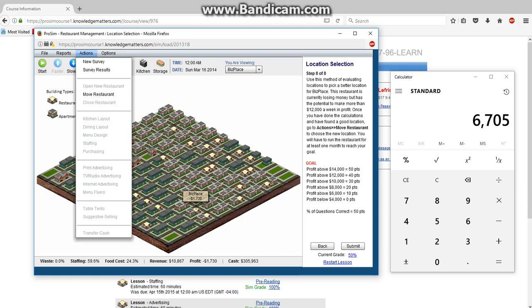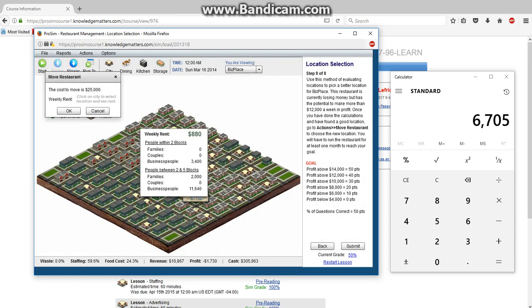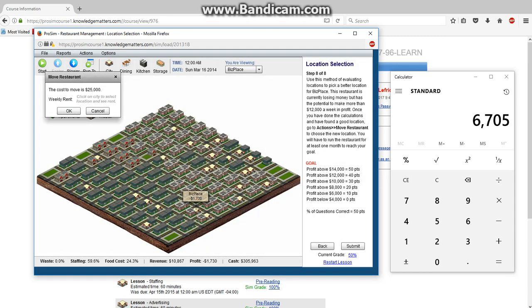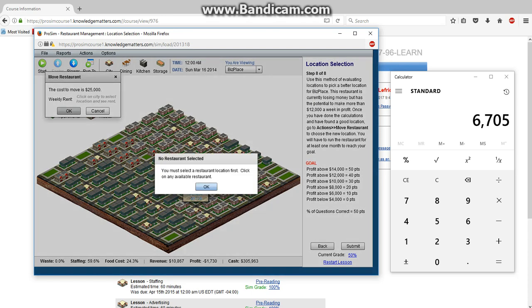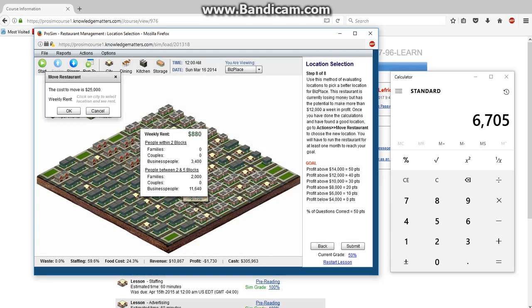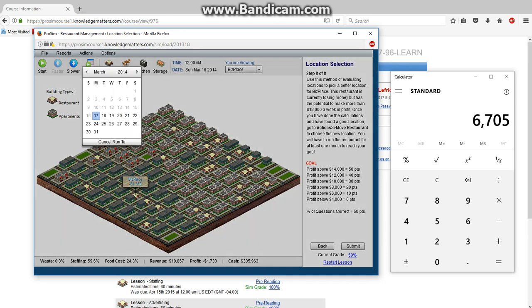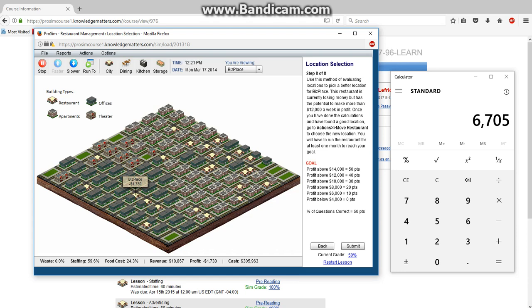So action, we're gonna move the restaurant. It will cost me about $25,000 to move. I'm gonna select this location for our business. I'm gonna hit OK, and now we move the restaurant over here from the old building to the new one, and only time will tell because we have to make about $14,000 in profit. So what I'm gonna do, move forward like 3 to 4 weeks.